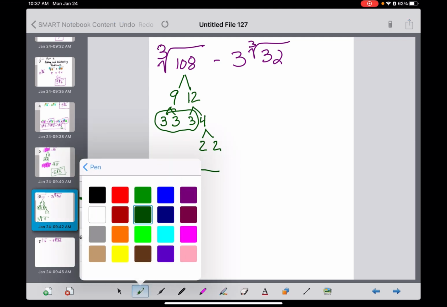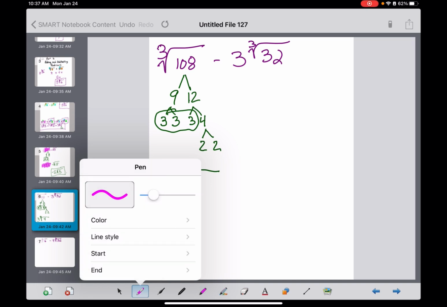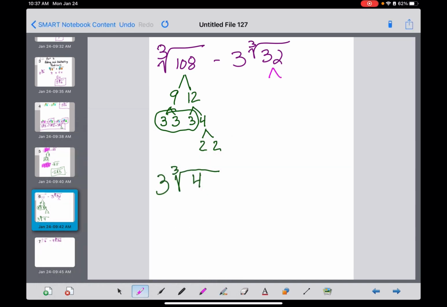Now we got to do the same thing for 32. 32 is 4 times 8. Yep. 4 is 2 times 2. 8 is 2 times 4. That's 2 times 2. There's a minus symbol, so I'm going to put a minus.